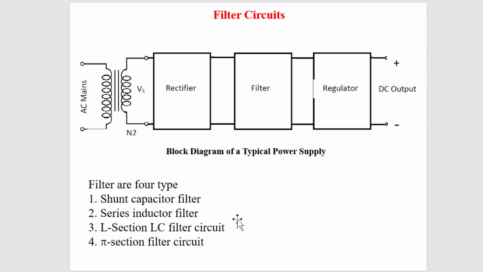Out of these four filter circuits, in your syllabus only the shunt capacitor filter circuit is mentioned, and the remaining three are not mentioned. But I feel it is important to learn the series inductor, L section and pi section. So I will give a primary glimpse, a primary feeling on the L section or LC filter circuit and the pi section filter circuit. But I will discuss in detail the shunt capacitor filter and series filter circuit, because these two filter circuits are very basic to understand how one can minimize the variation in a given signal.